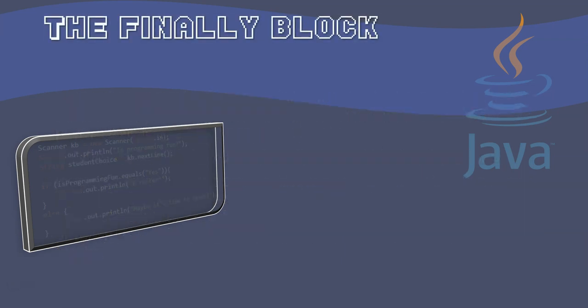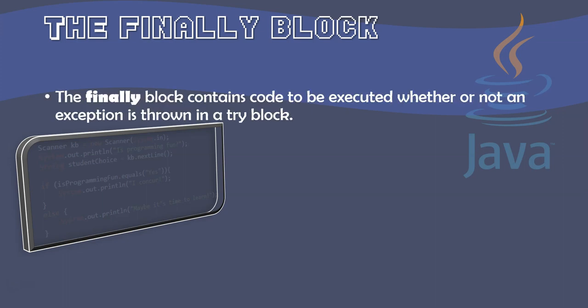So how do we help address this in a better manner? Well, we bring in what is known as the finally block. The finally block contains code to be executed whether or not an exception is thrown within a try block. This is also a great way for us to continue with program execution should we get a catch block, or if we want something to happen regardless.